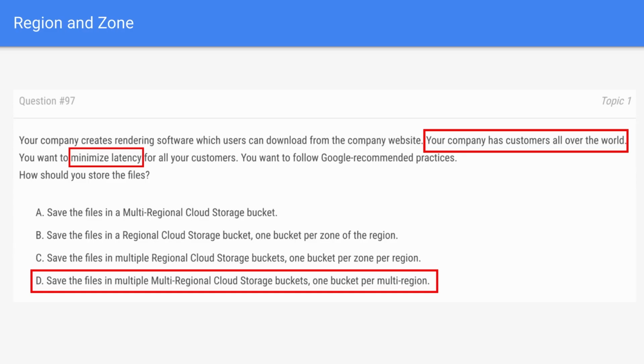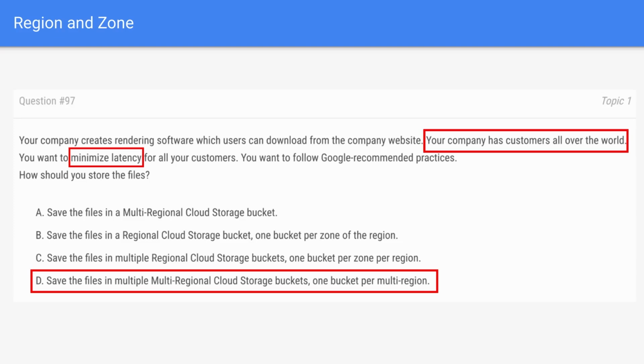Your company creates software which users can download from the company website. Your company has customers all over the world. So it's a company that produces software and you can download it from the internet site. But the point is at the back: your company has customers worldwide, and you want to minimize latency. What should you do is the problem. Shall we take a look? Let's see the answer. D: Multi-region cloud storage buckets, one bucket per region.